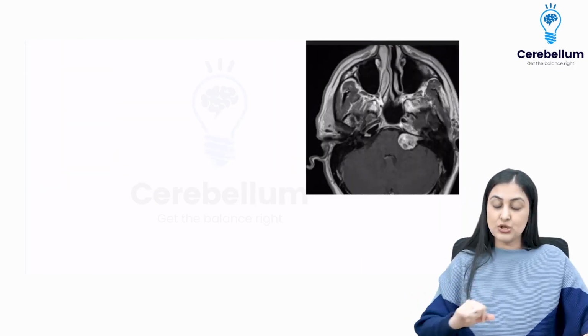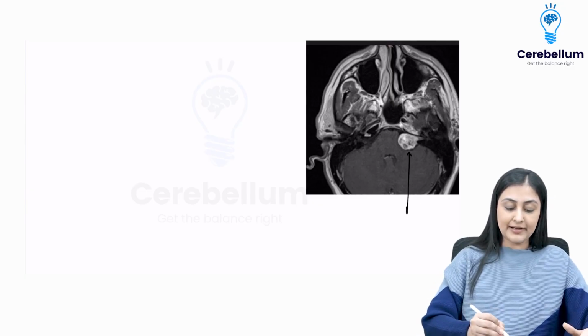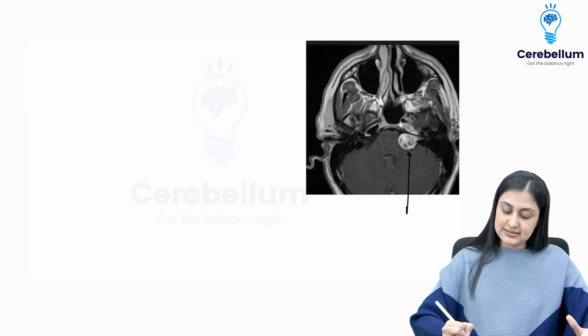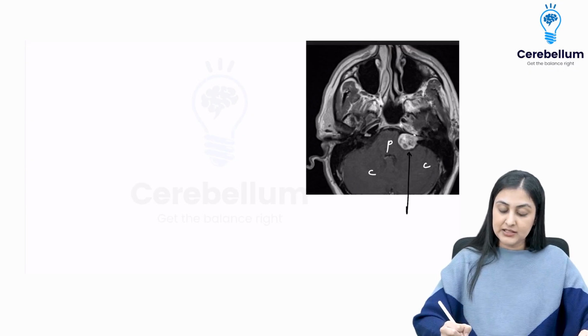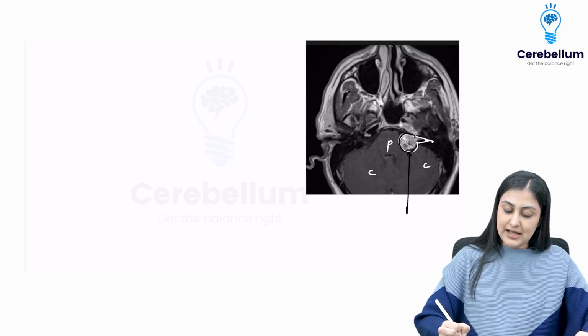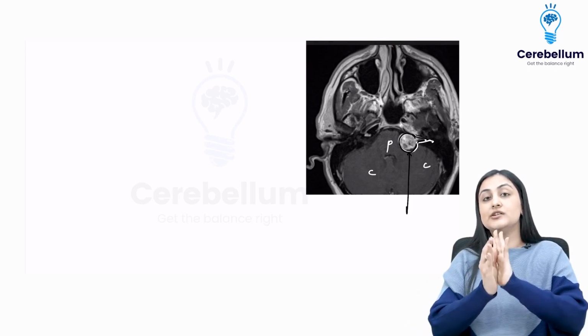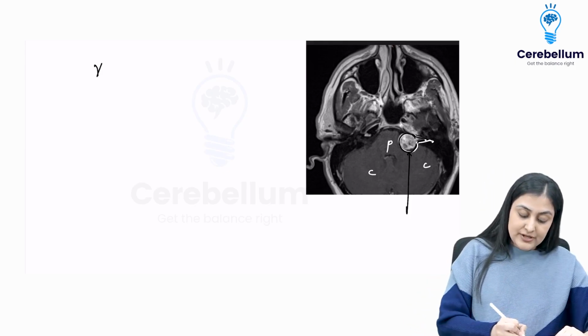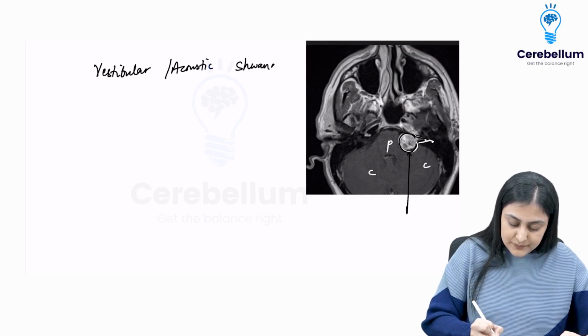A tumor which we also study in ENT is what we are looking at here at the CP angle. What is the CP angle? So this is the angle between the pons and the cerebellum. So at the cerebellopontine angle, you have a tumor shaped like an ice cream cone. Yeah, so you can see that there is a larger diameter of the tumor, and then it tapers when it goes into the internal auditory canal. So this is a vestibular schwannoma. So a vestibular or an acoustic schwannoma is what you are seeing here.